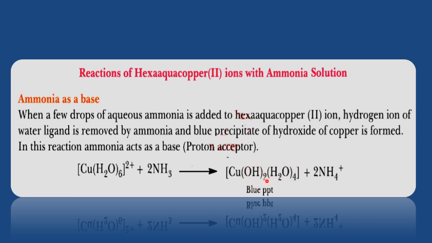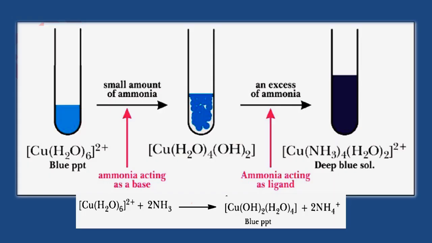Students, let us look at the color change. This is the hexaaqua copper(II) ions, which give a blue colored solution. When a small amount of ammonia solution is added, it is going to act as a base and abstract protons or hydrogens from these water ligands, and give us a neutral complex in which blue colored precipitates are formed, which is the tetraaquadihydroxo copper(II) complex.